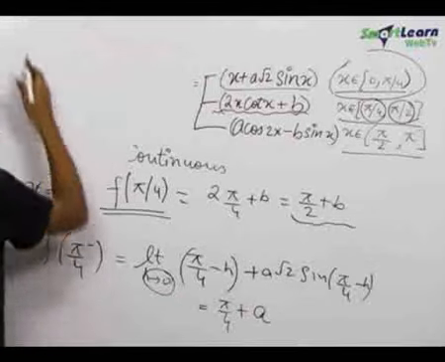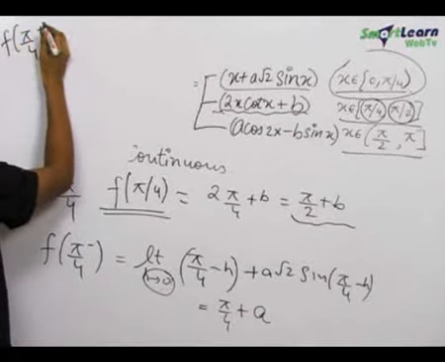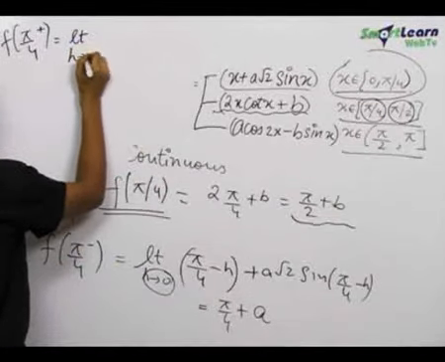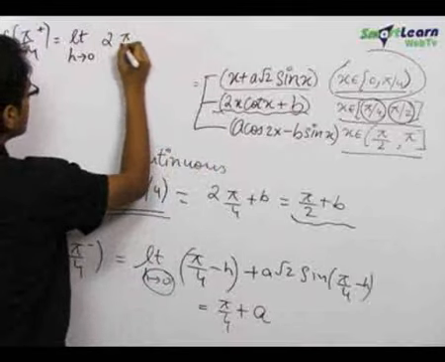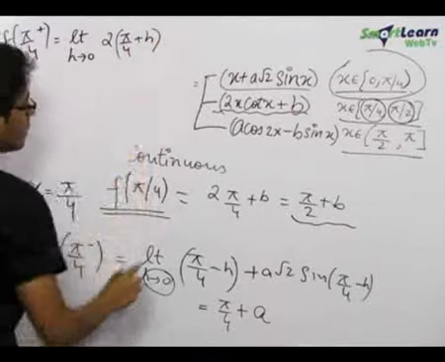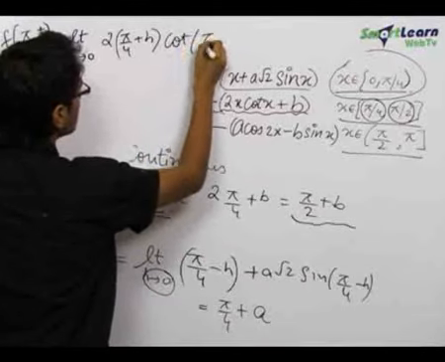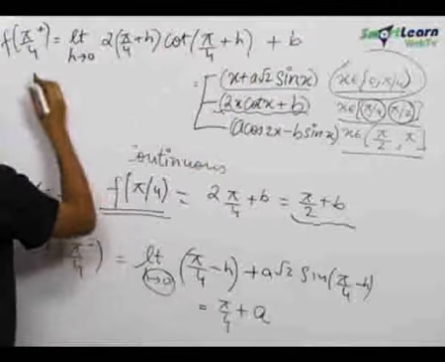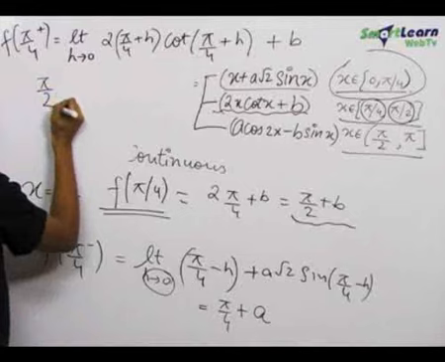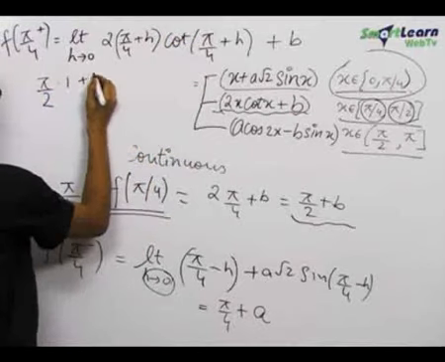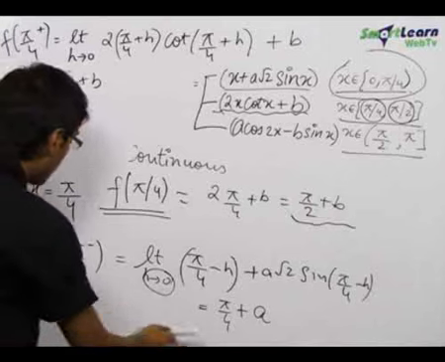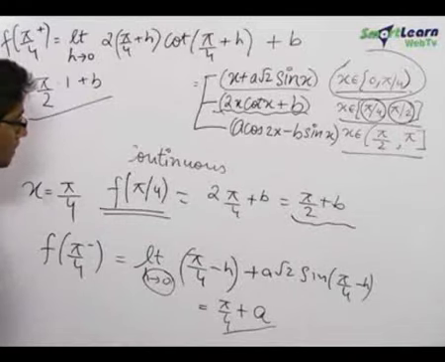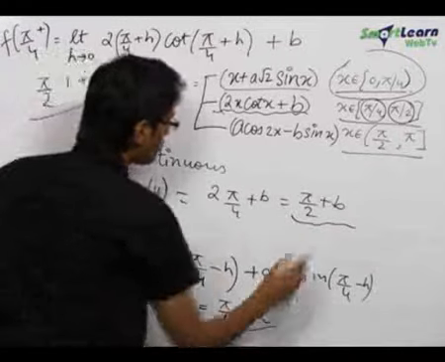Now we check for f(pi by 4 plus). The pi by 4 plus interval is this one, so it becomes limit h tending to 0, 2 into pi by 4 plus h, we put x equals pi by 4 plus h, into cot of pi by 4 plus h plus b. On putting h equals 0, we get 2 into pi by 4, which is pi by 2, cot pi by 4 is 1, plus b. So left hand limit at x equals pi by 4 is pi by 4 plus a, our right hand limit is equal to pi by 2 plus b, and the value of the function at x equals pi by 4 is pi by 2 plus b.